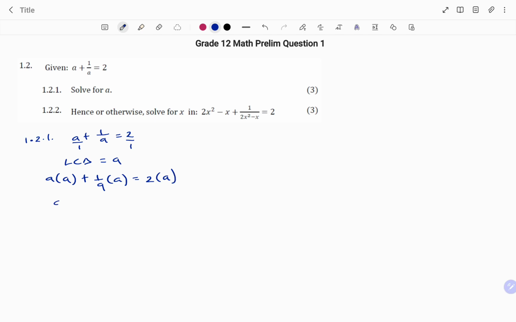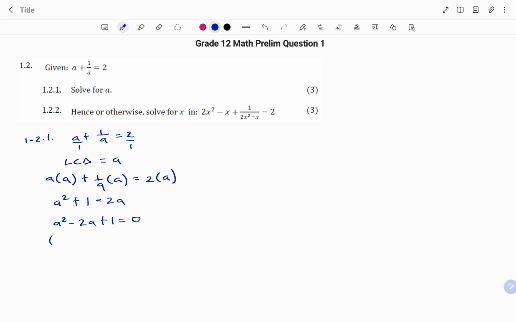Therefore, I have a squared plus a in a 1. So I have that as plus 1 equals to 2a. I'm going to change that to a quadratic equation. Moving my 2a to my left-hand side, I have a squared minus 2a plus 1 is equal to 0.